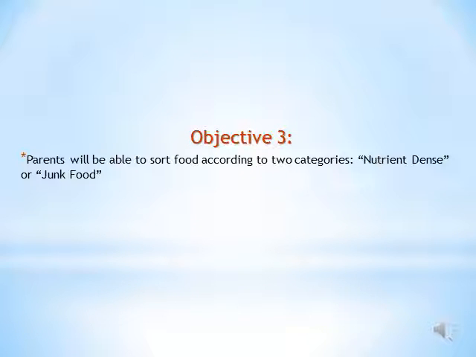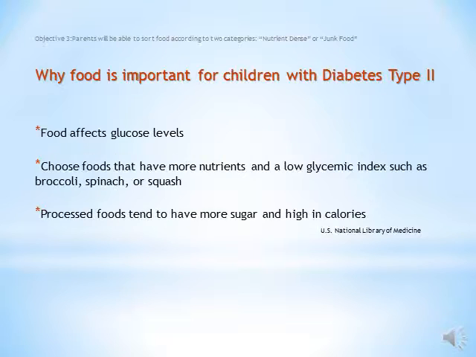Objective 3. Parents will be able to sort food according to 2 categories, nutrient-dense or junk food. Why food is important for children with diabetes type 2. The food you feed your children is very important when it comes to blood glucose levels. When children are consuming foods that are high in sugar, their bodies have to compensate by releasing extra insulin to prevent their sugar levels from jumping dangerously high. Over time, their bodies stop responding to insulin, leading to diabetes type 2.